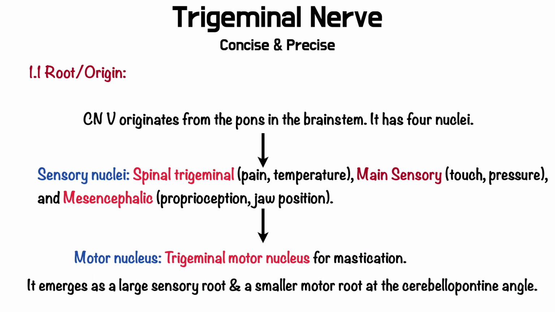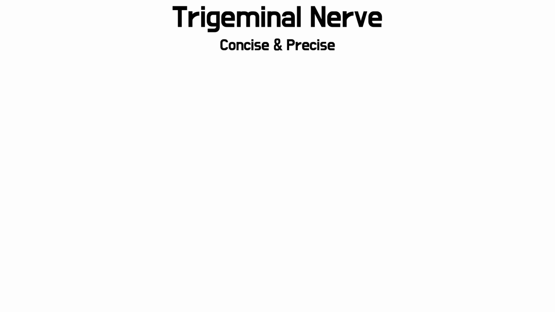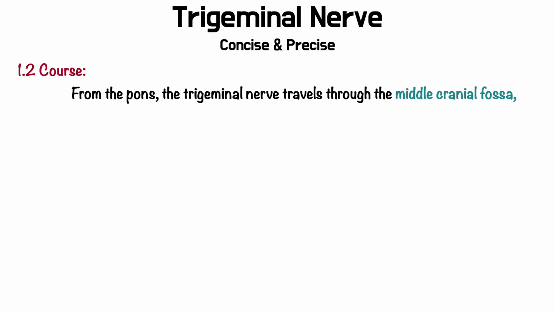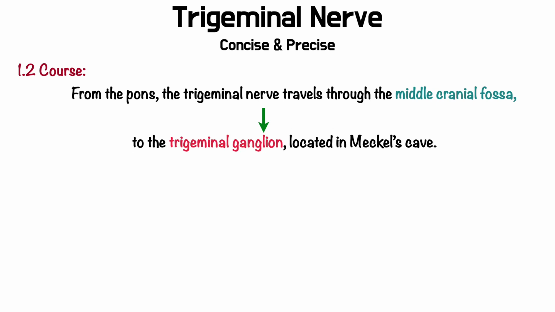This nerve emerges as a large sensory root and a smaller motor root at the cerebellopontine angle. So the origin of the nerve is from the pons varolii, and the course starts from the same region. Let's talk about the course of the nerve. From the pons, the trigeminal nerve travels through the middle cranial fossa of the skull to the trigeminal ganglion located in Meckel's cave.